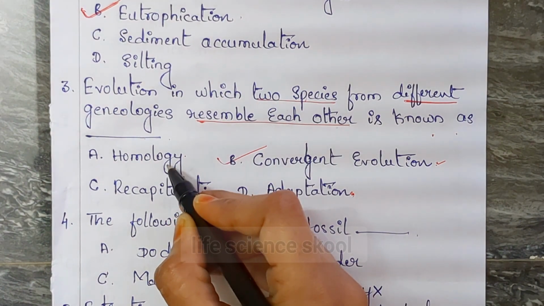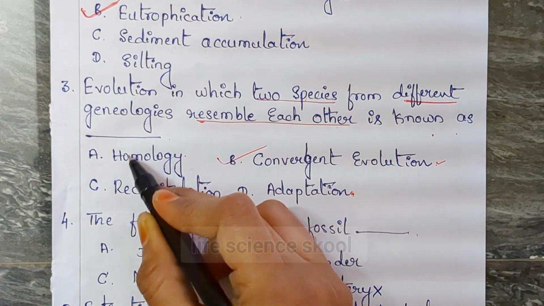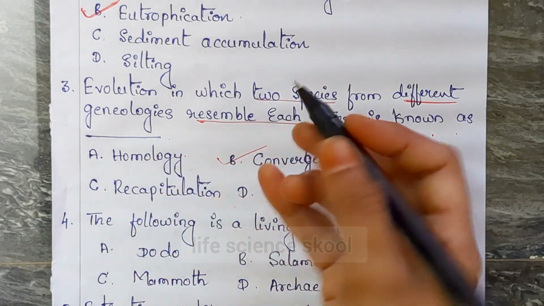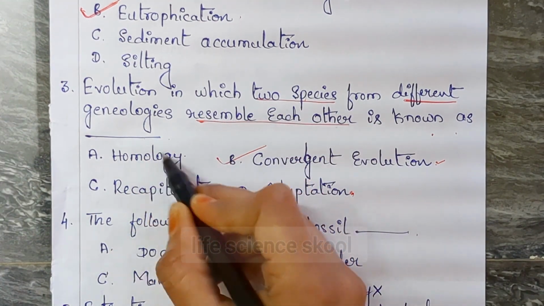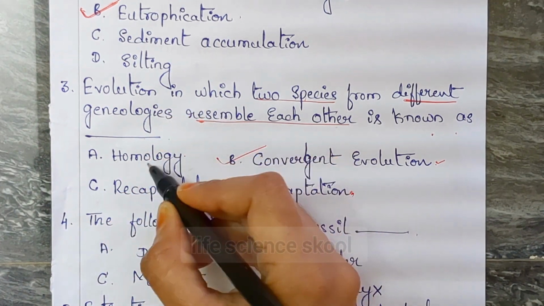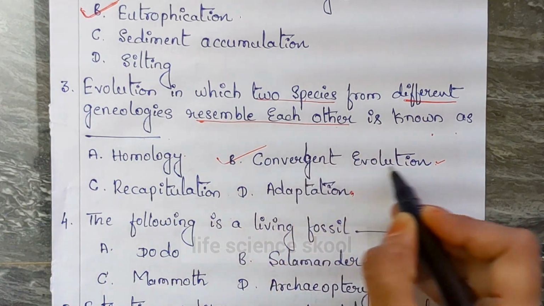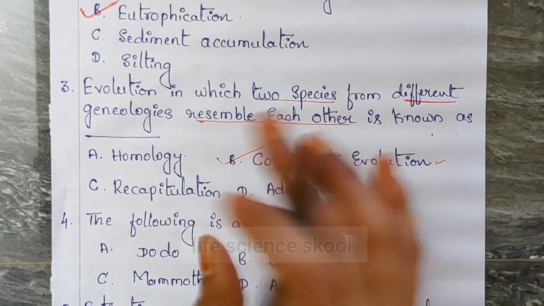Homologous means these have a similar structure and physiology and development, everything in these different organisms is the same. But they are descended from the same common ancestor. But here, in convergent evolution, they are not descended from a common ancestor.